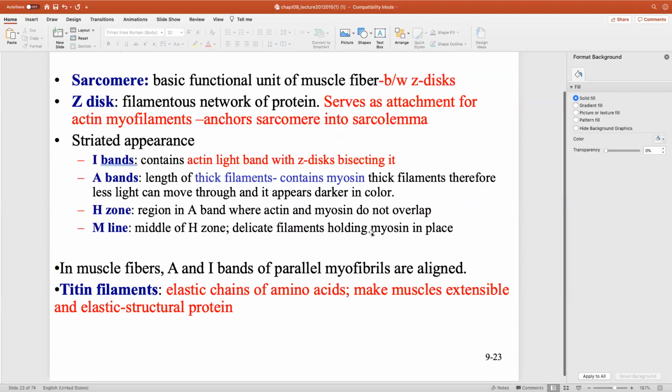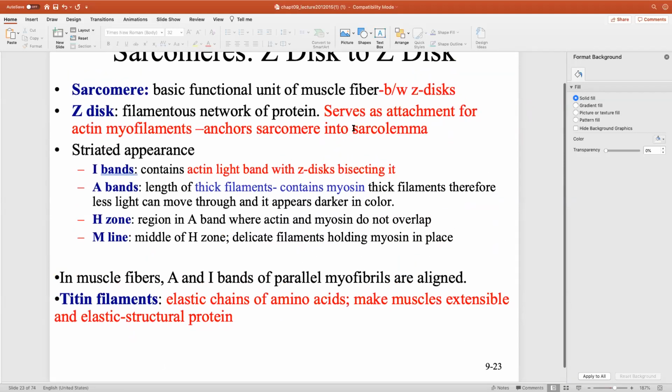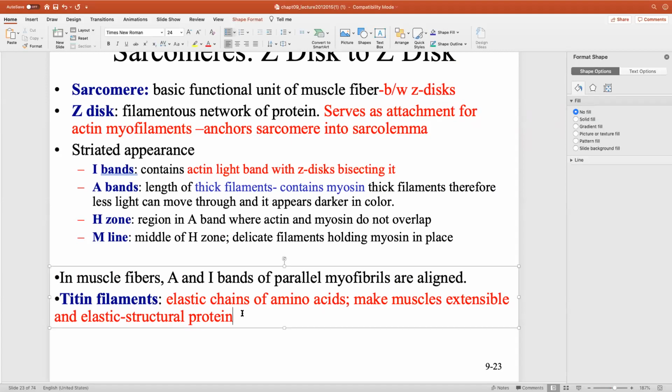Right? Now, this kind of goes into a little bit more detail about the Z-disc, anchors the sarcomere into the sarcolemma, and then titin, right? Titin: elastic chains of amino acids, make cells extensible and elastic. It's a main structural protein, and usually what we're going to see is when we contract the muscle and we measure the time it takes to contract, right?